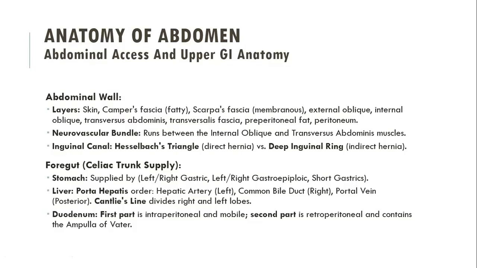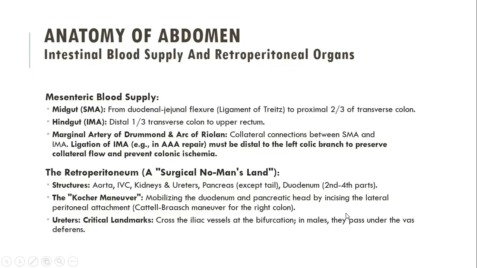Then there is Cantlie's line that divides the right and left lobes of the liver. Duodenum, you see, the first part is intraperitoneal and mobile. The second part is retroperitoneal and contains the ampulla of Vater. Now, again, the intestinal blood supply, and then we will be reading about the retroperitoneal organs.